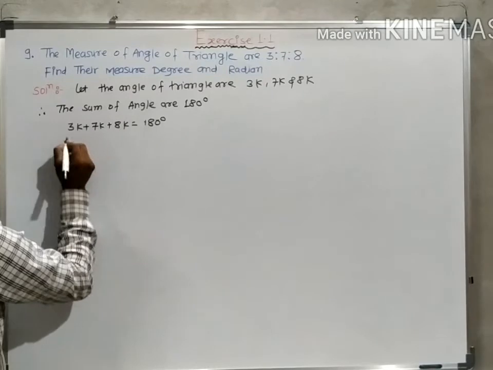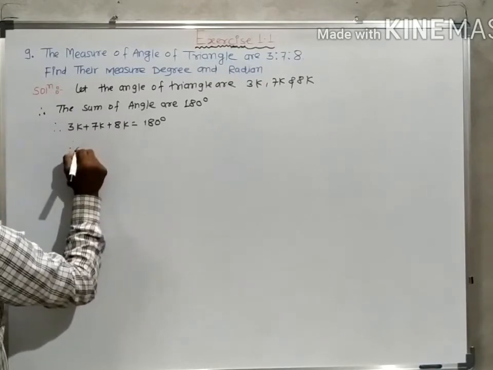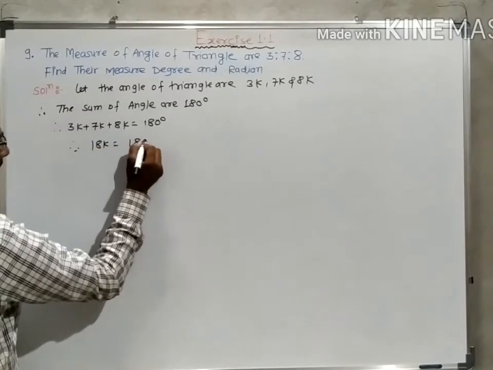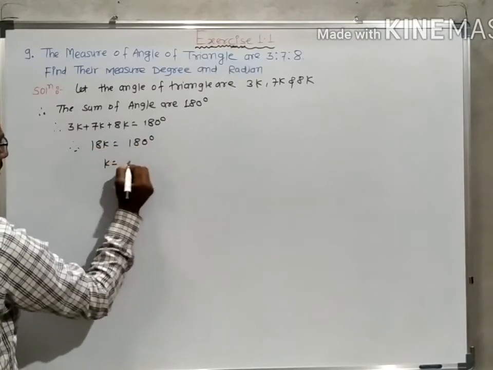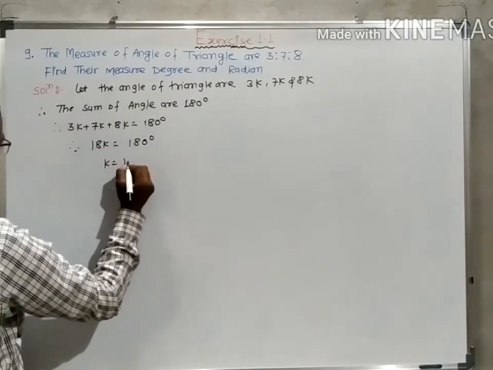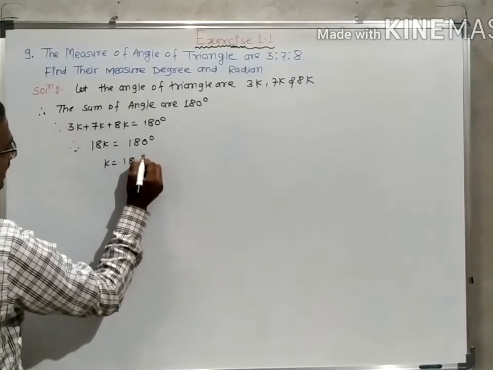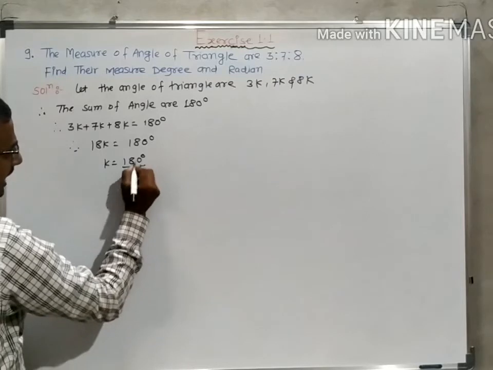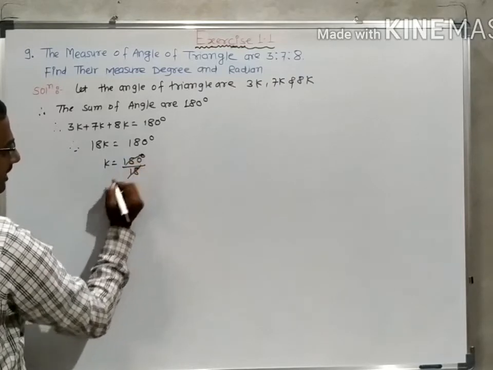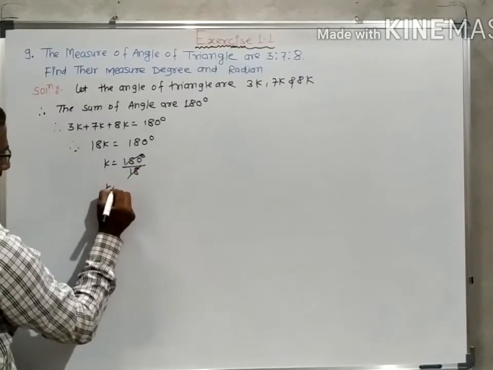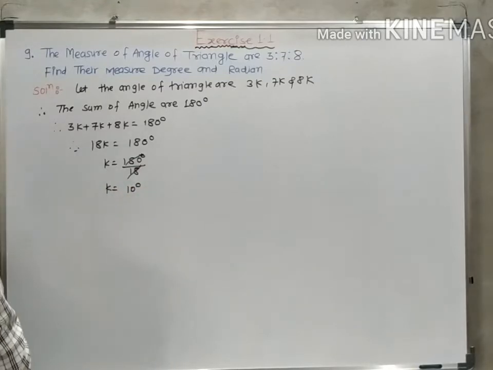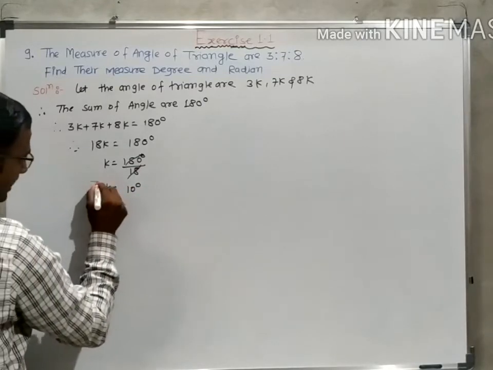So addition is 3K plus 7K is 10K, and plus 8K, so therefore 18K is equal to 180 degree. So K is equal to 180 degree upon 18. So 10 times 18 is 180 degrees. So K is equal to 10 degrees. This is the value of K.